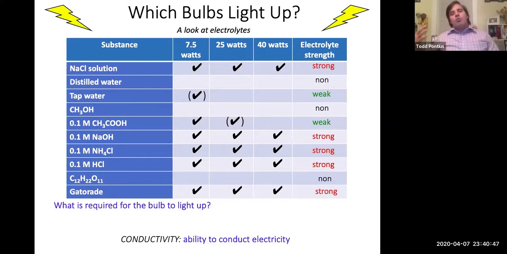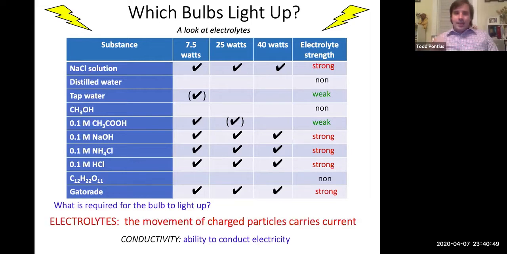So again, what is required for the light bulb to light up? We need electrolytes, because those electrolytes are what facilitate the movement of charge. And so the solutions that do have these electrolytes in them have a better conductivity. They have a better ability to conduct electricity and complete the circuit.